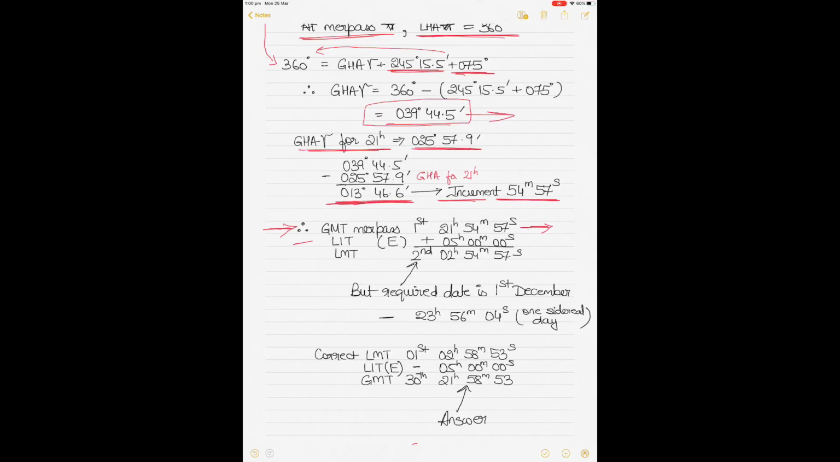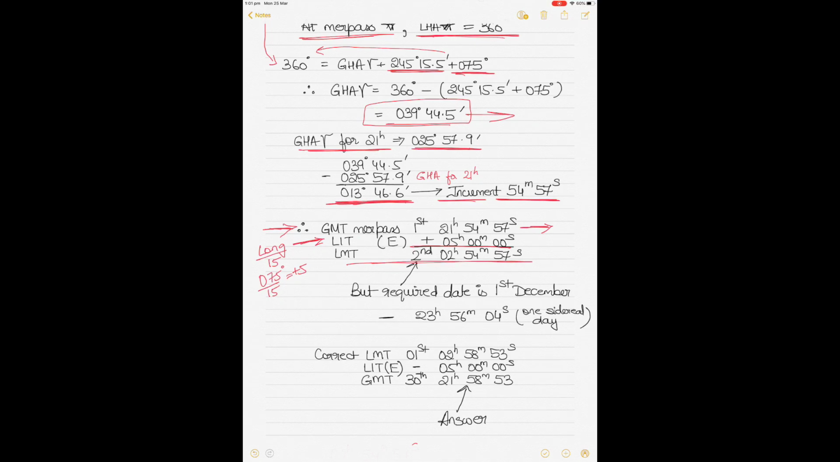But if you apply your LIT east, that is your longitude in time, how do you get your longitude in time? By dividing your longitude by 15. In this case, if you divide 75 degrees by 15, you get 5 hours, which is plus 5 in this case, because if it's east longitude you are ahead of GMT. So that's why I add my LIT to the GMT to get my local mean time.